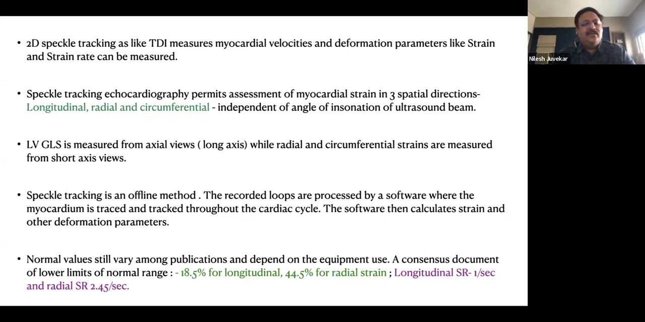Normal values still vary from publication to publication and with the type of equipment used. However, there is a consensus document which says that the normal range is maybe minus 18.5 for longitudinal, plus 44.5 for radial strain, and the longitudinal strain rate is 1 per second, and the radial strain rate is around 2.45 per second.